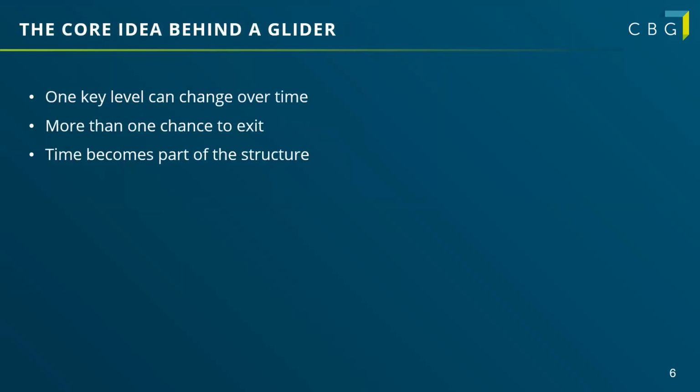At its core, a glider introduces time into the equation. Rather than having only one fixed opportunity for the note to end early, the structure can create an additional opportunity later on, depending on how the markets have behaved. The reality is, markets don't move in straight lines. Glider features are designed with that reality in mind. They work with volatility rather than assuming perfect recoveries.